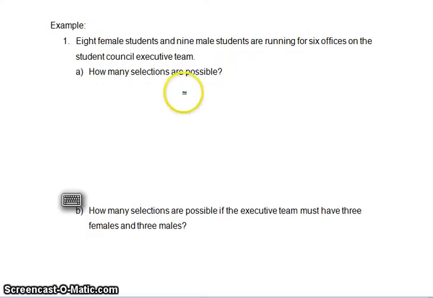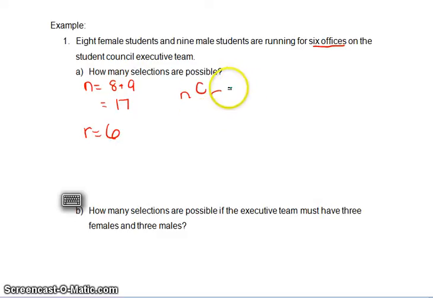We're going to work with our combinations equation, nCr. Now we need to find N and R. N is the total number, so how many people are running for these offices? We have 8 females and 9 males, and adding those together, we get a total of 17. Then we need to find R: how many people are actually being selected? There are 6 offices, under the assumption that it's one person per role, so we're choosing 6 people.